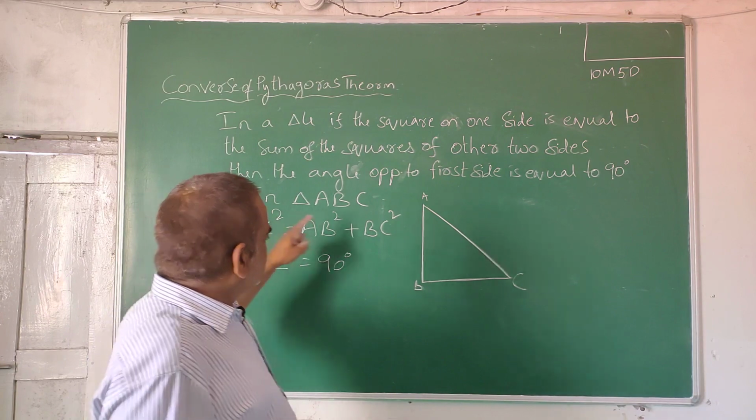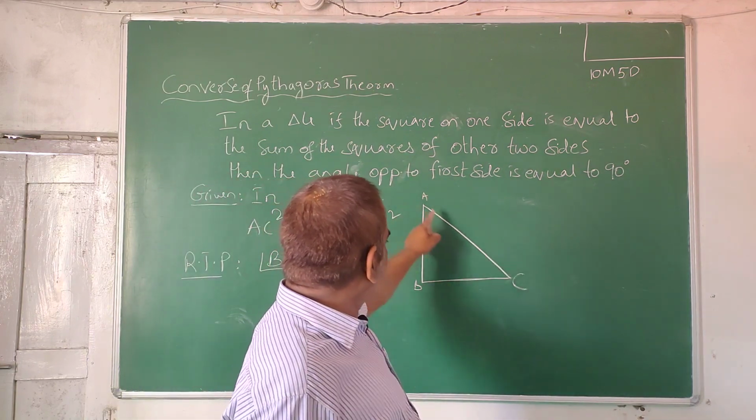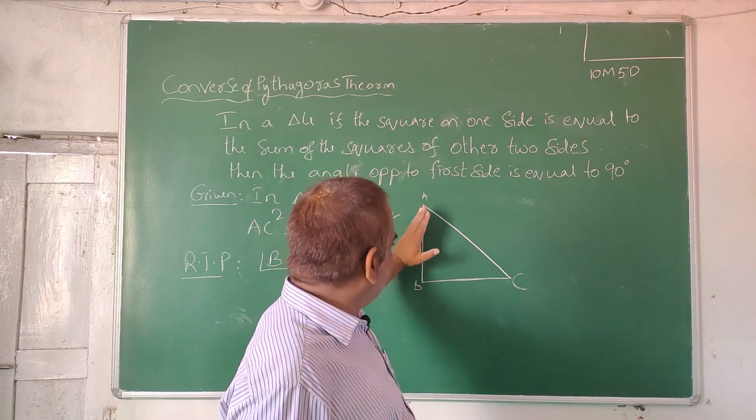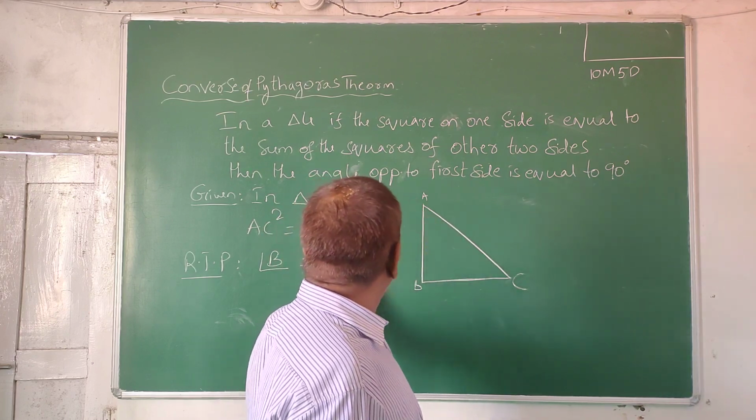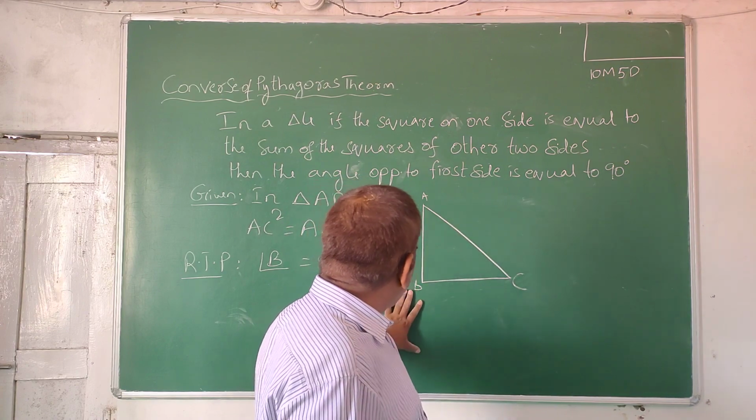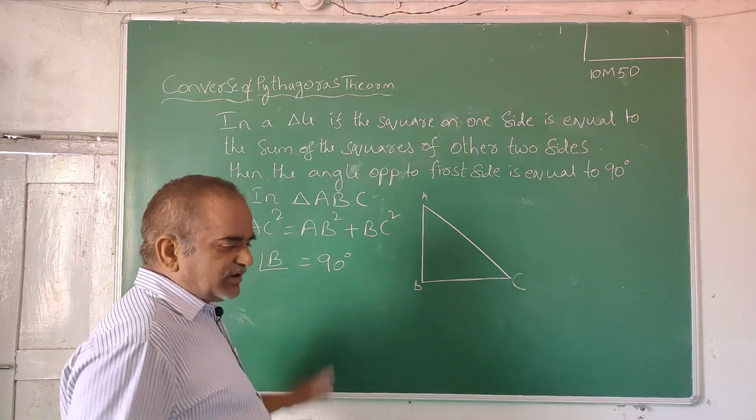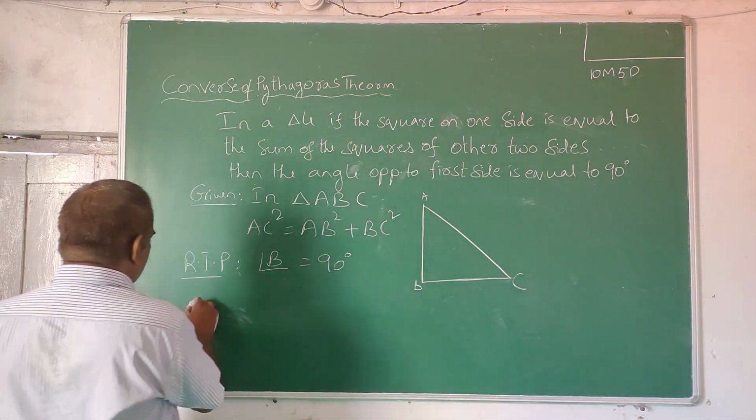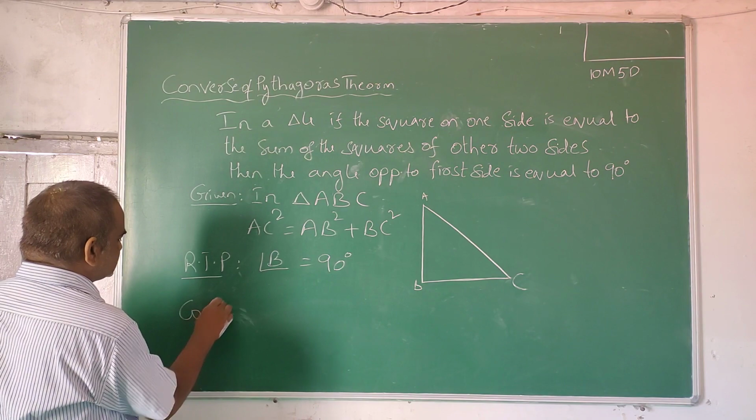Given, see, this is a triangle I took, in which the square on AC is equal to the sum of the squares on the other two sides. It is given. Then the angle opposite to the first side, which is angle B, is equal to 90 degrees. This is what we are supposed to prove. Now let us go for construction.